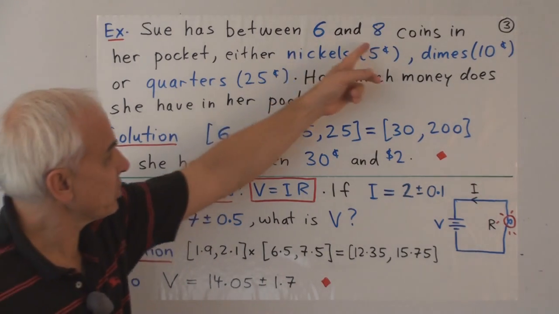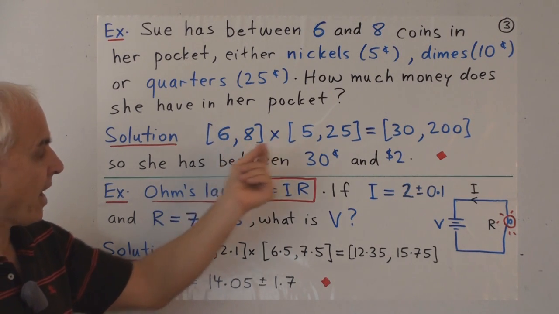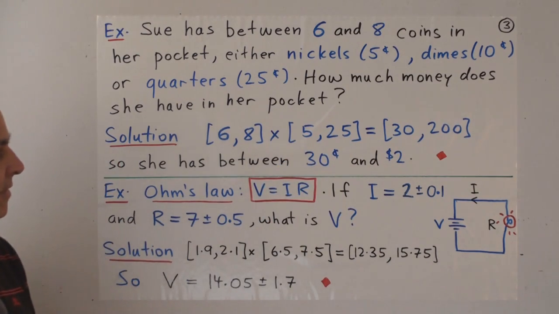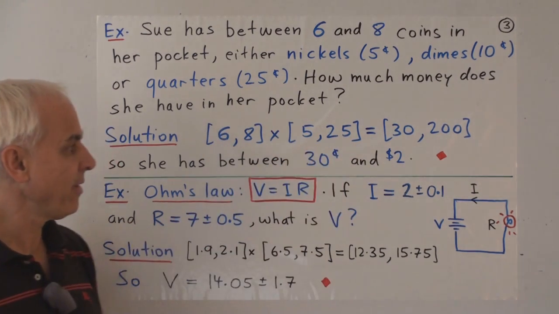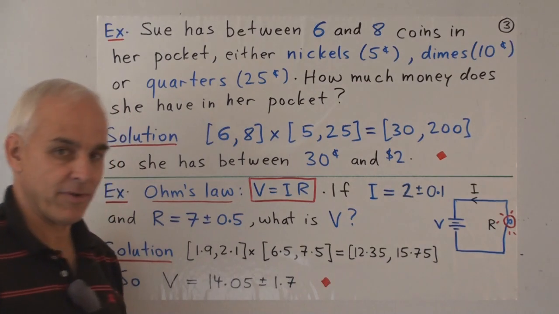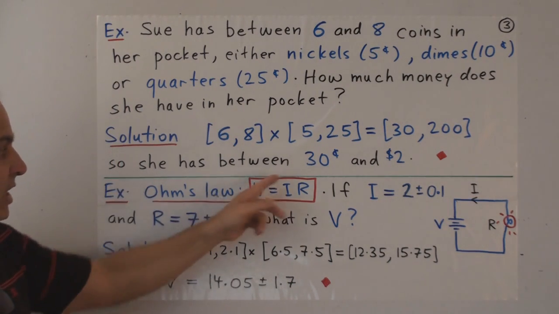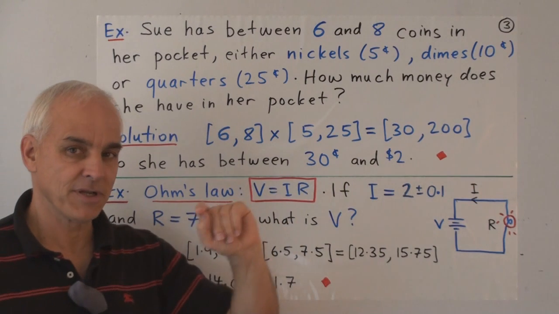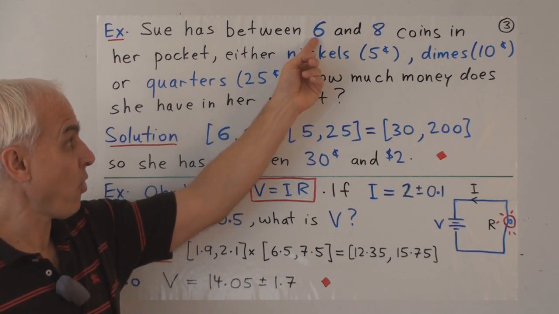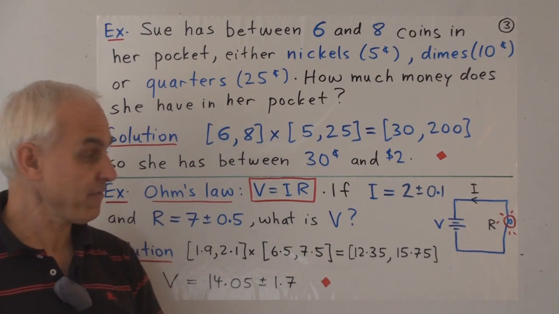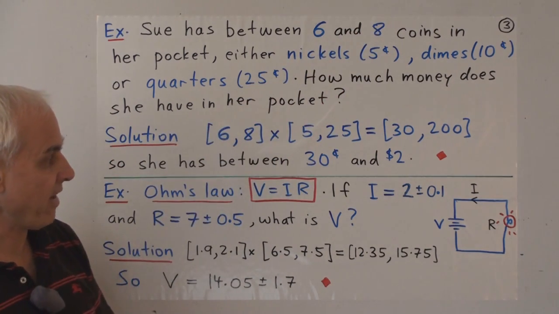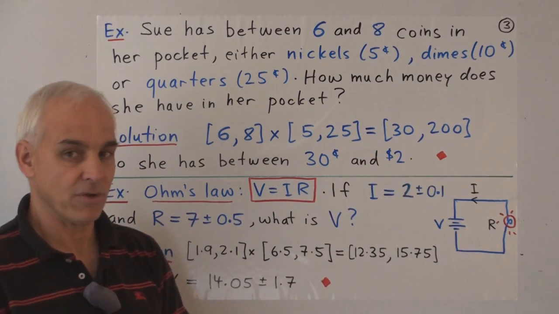Nevertheless, the range of coins that she has is represented by the interval 6, 8. And the range of values of the coins is represented by the interval 5, 25. And if we multiply these two, we get the minimum would be 30, the maximum would be 8 times 25, which is 200. This is telling us that she has between 30 cents and $2 in her pocket. So the minimum would be that she has the minimum number of coins of the minimum value, so 6 times 5. And the maximum would be the maximum number of coins times the maximum value, which would be 200 or $2.